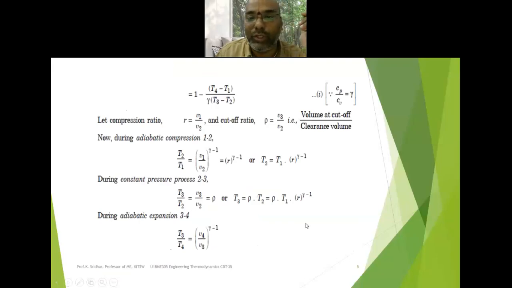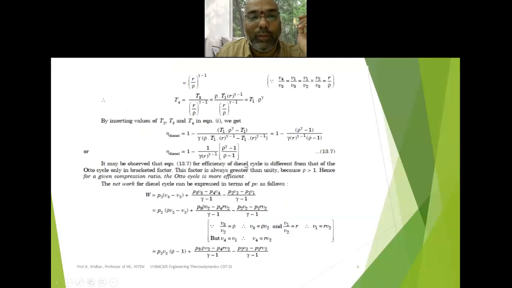Whenever you substitute all these things, we are able to conclude that the diesel cycle efficiency is equal to 1 minus 1 by r to the power of gamma minus 1, into rho to the power of gamma minus 1 by gamma into rho minus 1. That is the important one.